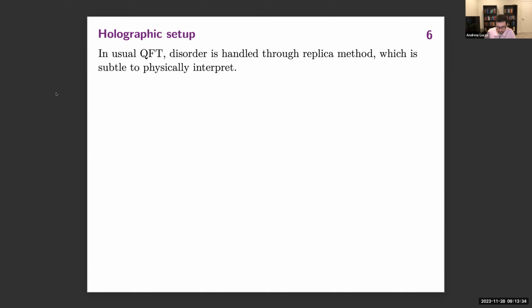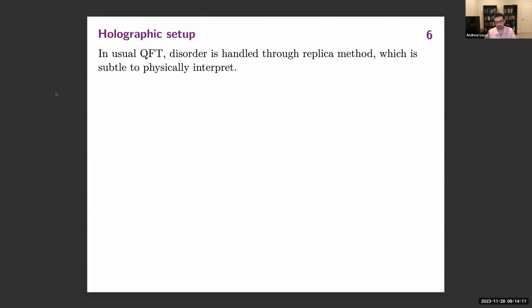Okay. Now, the key point is that, in ordinary quantum field theory, when we want to describe disordered fixed points, we usually have to use something called the replica method. And I'll talk a little bit more about that later when we take a break from holography. But the replica method is, I think, very unpalatable. At least to me, I strongly dislike this. It's very subtle to physically interpret. You have to introduce n copies of the theory and then take the limit of n going to 0.